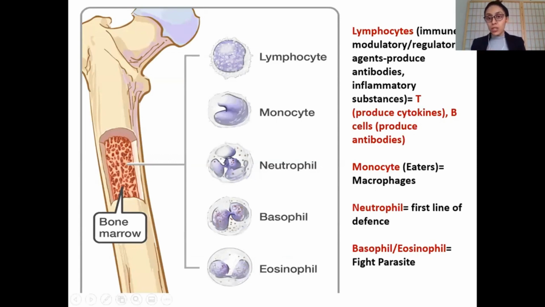You have lymphocytes. What are lymphocytes? They are immunomodulatory agents. What do I mean by modulatory agents? They have the ability to produce certain types of cells. What are these cells that the lymphocytes can produce? You have T cells and you have B cells. T cells produce certain types of cytokines, interleukin and tumor necrosis factor. Interleukin 1 and 6 are the most important ones, which we are going to be focusing on as part of the nutrition and disease curriculum, and tumor necrosis factor. These two are of our interest.